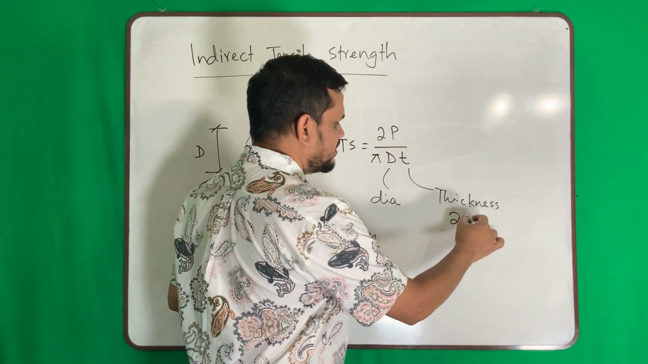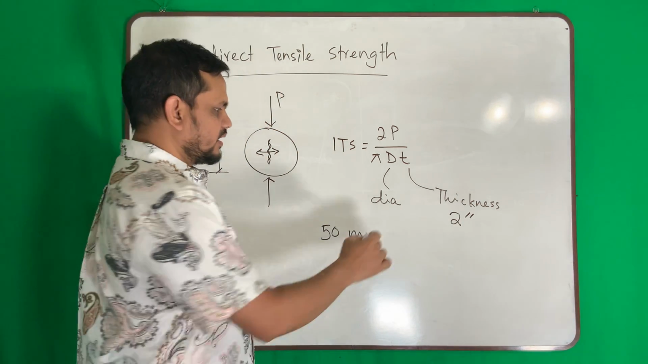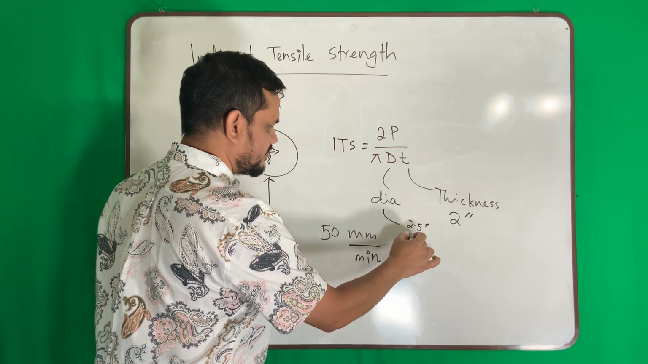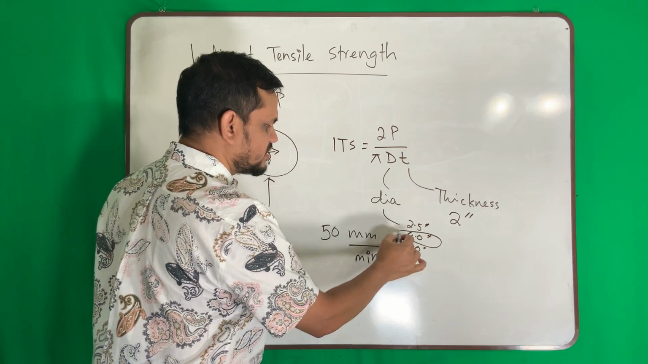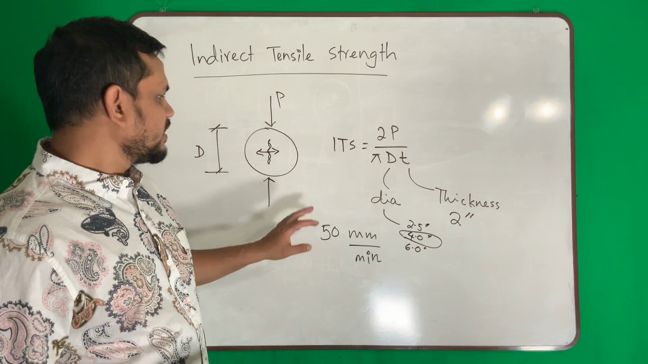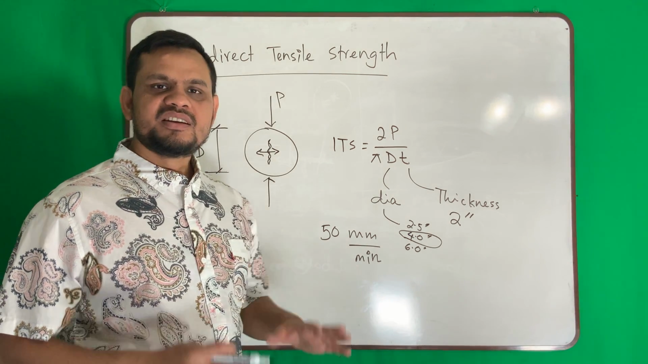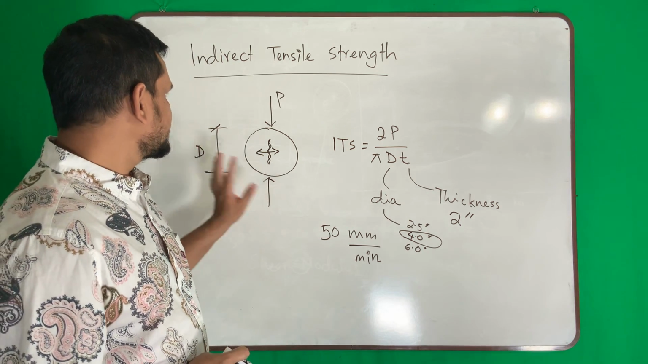So typically we try to use 2 inch thickness, and diameter can be 2.5 inch, 4 inch, or even 6 inch. But 4 inch diameter is most popular, and we apply this load at 50 millimeter per minute deformation rate. That means very quickly we apply this test.